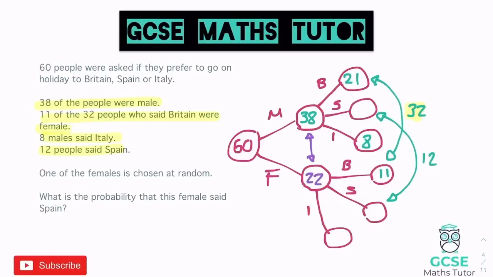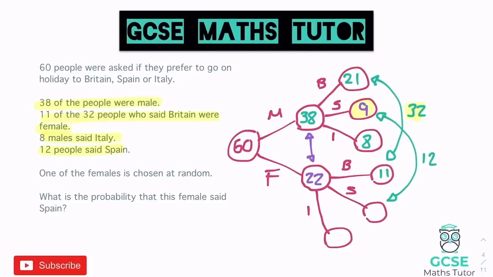Next bit of information, let's have a look at what we can figure out. We can figure out this box here, because those three boxes have got to add up to 38. Now at the minute we've got 21 and 8 in the males branch there, that adds up to 29, so we need an extra 9. There we go, that makes sure that adds up to 38.